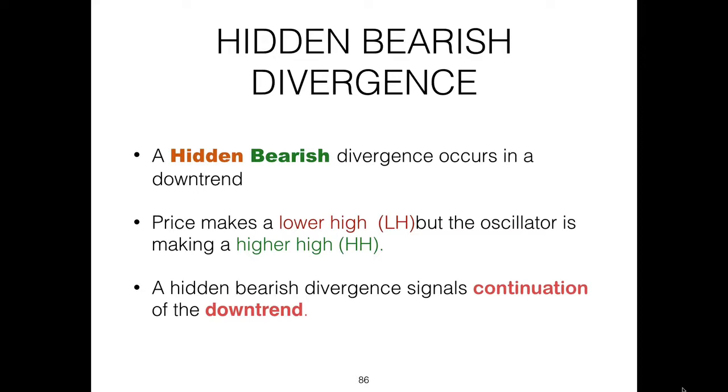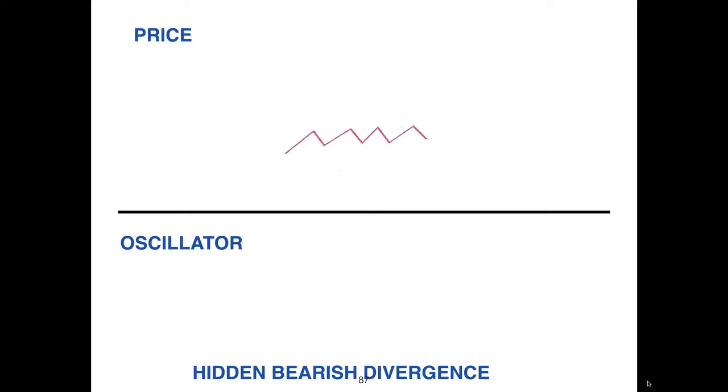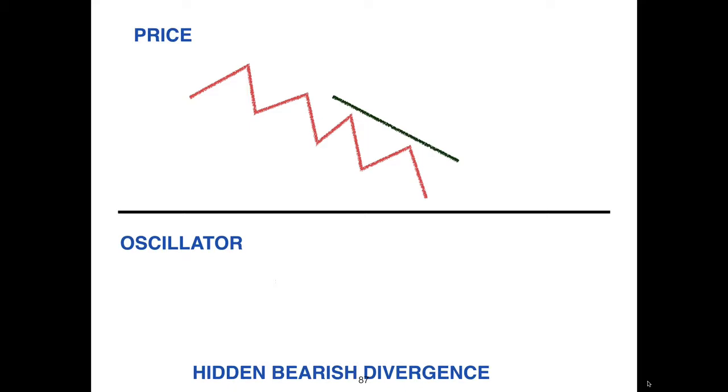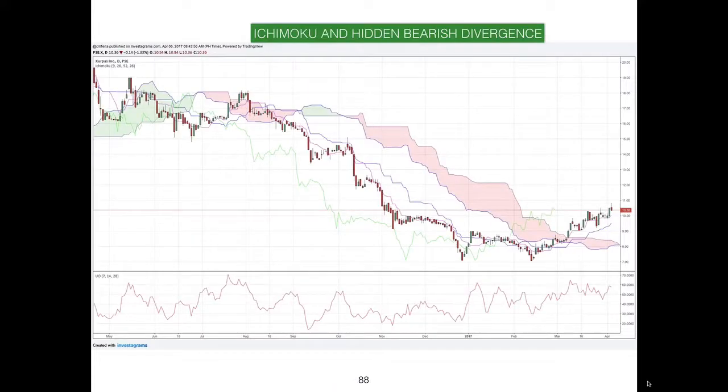So let's move on to hidden bearish divergences. They occur in a downtrend. The existing trend should be down. Price makes a lower high, but the oscillator is making a higher high. A hidden bearish divergence signals continuation of a downtrend. So here's what it looks like. Price makes lower highs. The oscillator makes higher highs. So that is a hidden bearish divergence.